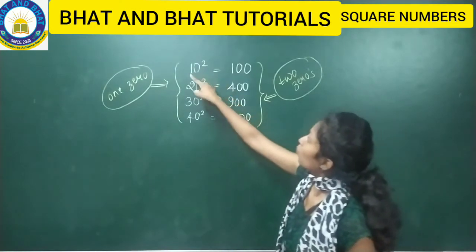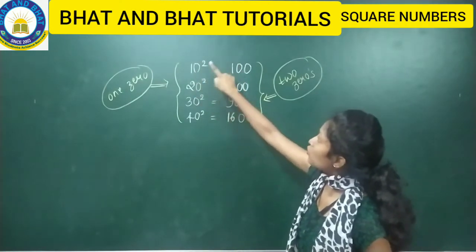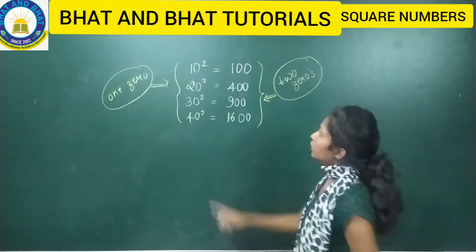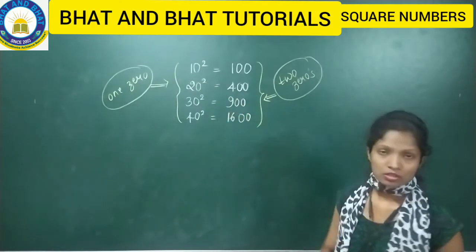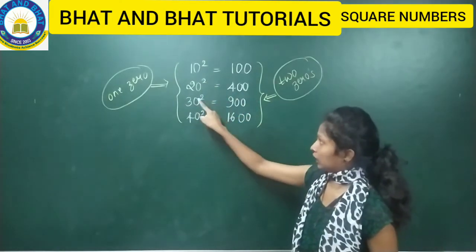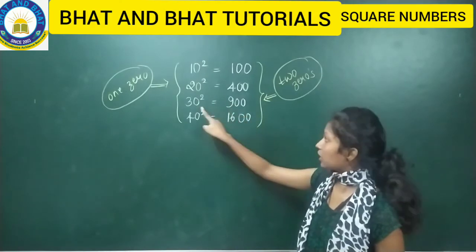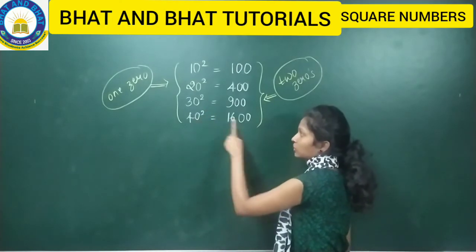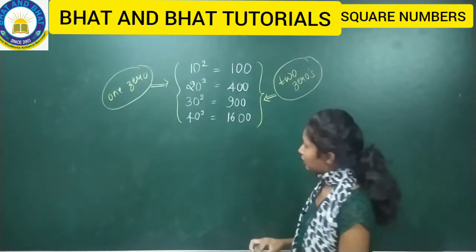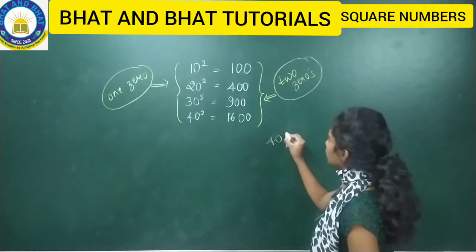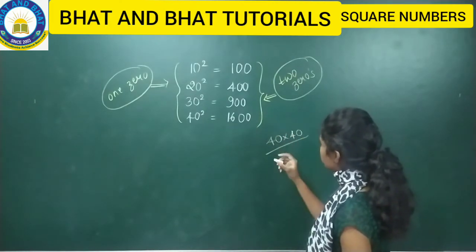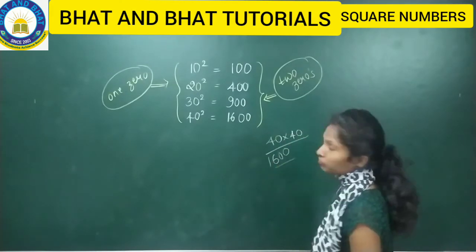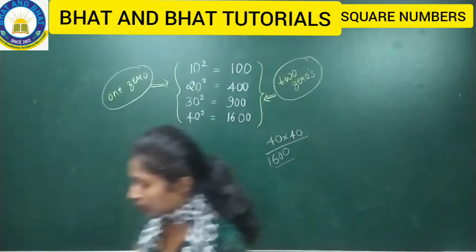And easily see, 1 ones are 1, 0 square is nothing but 2 zeros. In the same way, 2 twos are 4 and 0 square is nothing but 2 zeros. And 3 threes are 9, 0 square is nothing but 2 zeros. 4 fours are 16, 0 square is nothing but 2 zeros. If you want to verify, see, 40 into 40. 40 zeros are 0. 40 fours are 16, 1600. Correct.